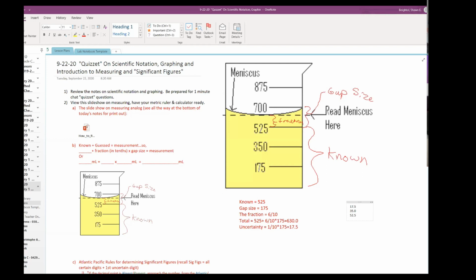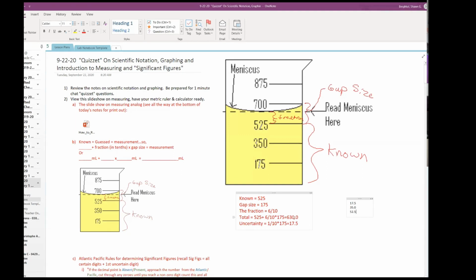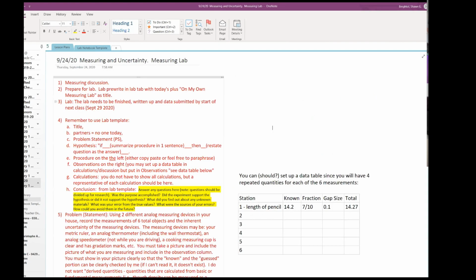In other words, the ones place is going to either be a 0.5 or a 0.0, and that's how you know how to write your number. You go ahead and calculate it, check your uncertainty, look at the units of the uncertainty, one decimal place, multiples of 0.5. The lab. You're going to measure 6 objects.